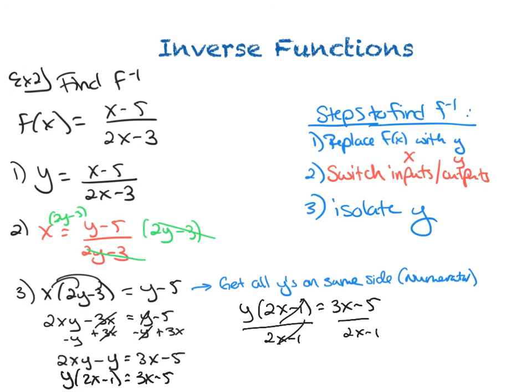So we have y equals 3x minus 5 divided by 2x minus 1, and y was f inverse. So f inverse is 3x minus 5 over 2x minus 1.